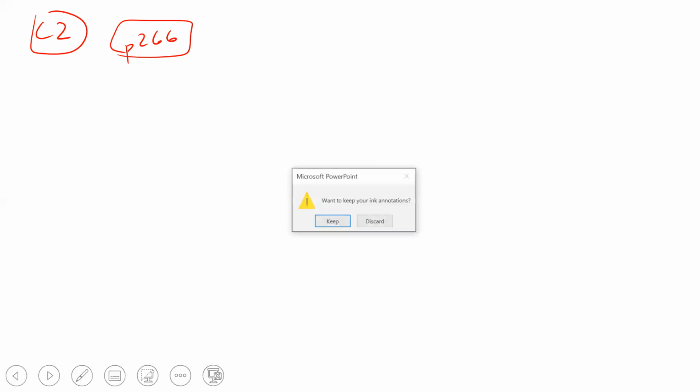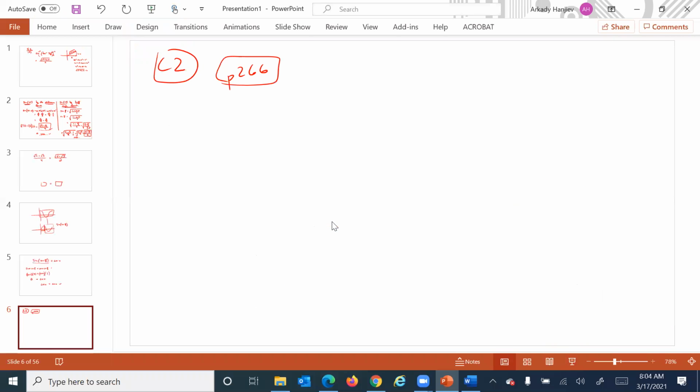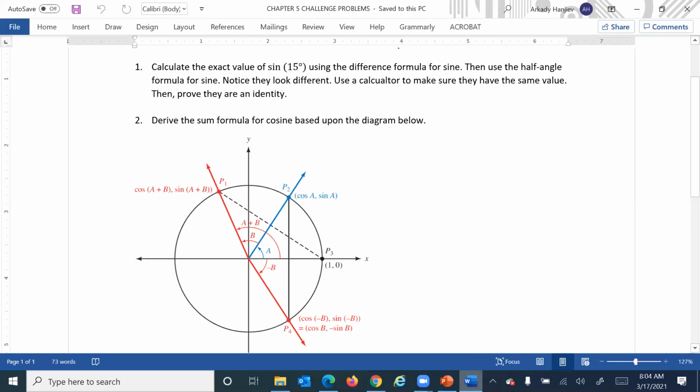From your notes, you can actually go back to your notes if you wanted to, or you can go back to the textbook here on page 266. That's when we set up the little formula or the diagram. Yep, this one right here.